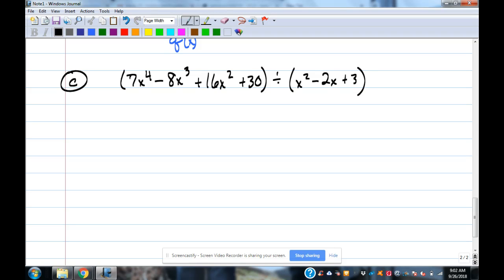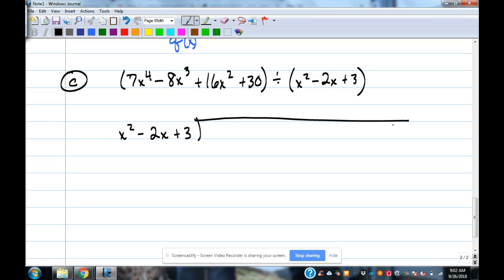Set it up. What goes on the outside? Yeah. Is everything there on the outside? Do we need to add anything to it? No. We got x squared. We got a plain x. We got a plain number. So everything is there. We don't have to add anything to the outside. We always want to check that as we're setting up.